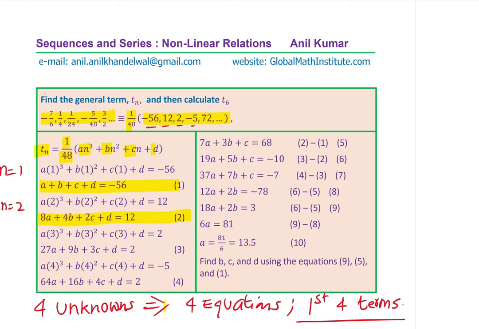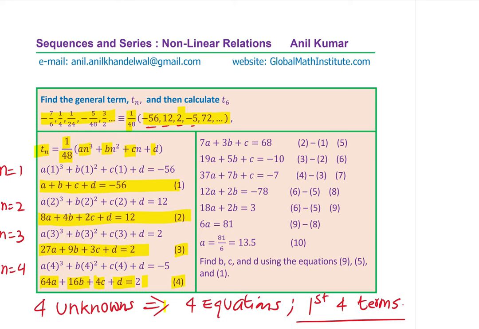And now we'll substitute n equals 3. When you substitute n equals 3, we get an equation 3 cube a, 3 square b, 3c plus d equals 2, right? Since 2 is the third value. Okay, and now we're going to substitute n equals 4 to get the fourth equation, which is 4 cubed, which is 64a, 4 square, 16b, 4c plus d equals 2. So these are our first four equations to work with.